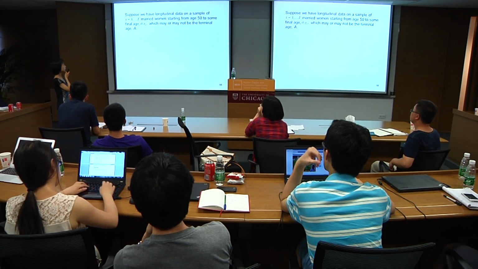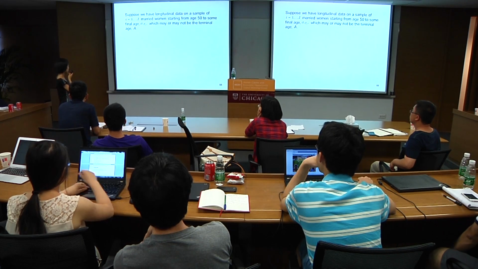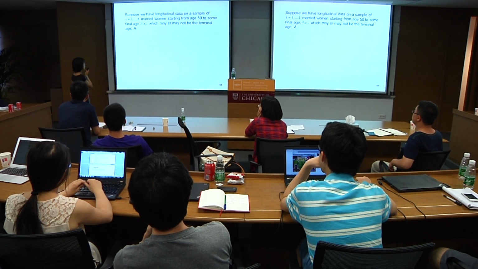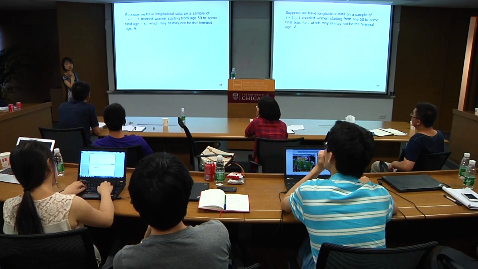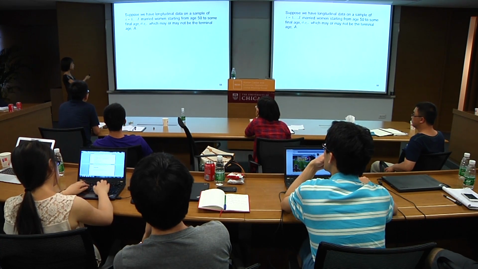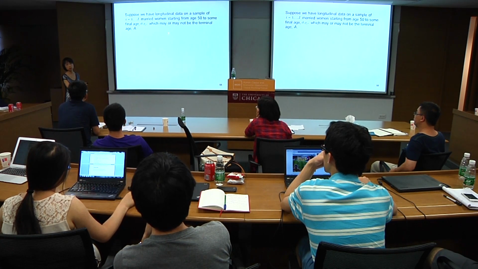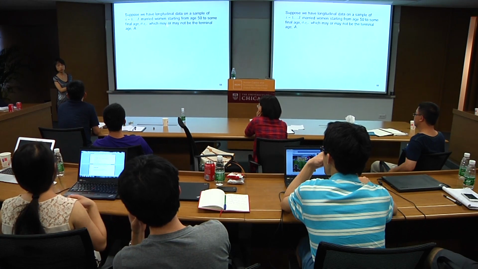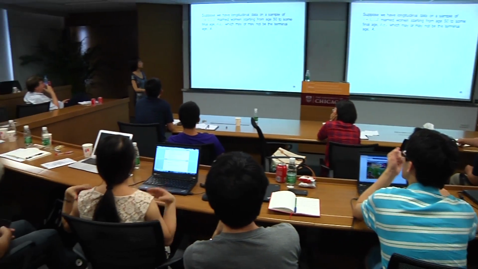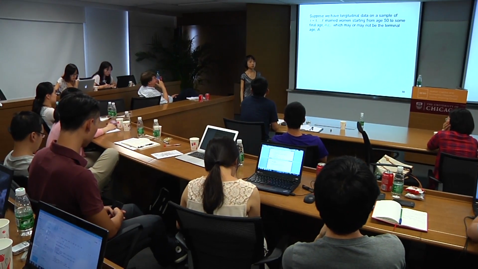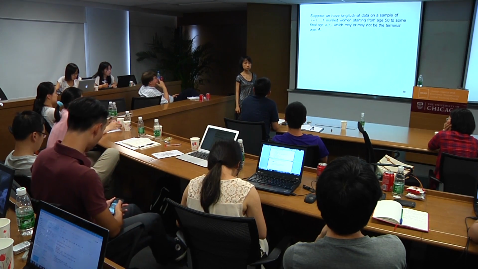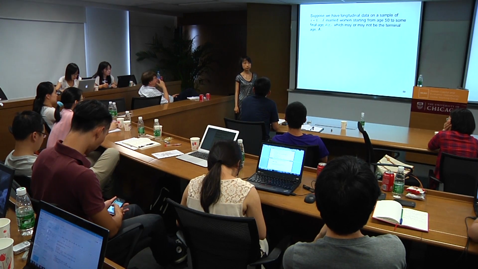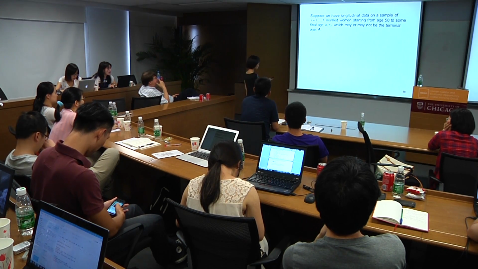Suppose we have longitudinal data on a sample of women, starting from age 50 to some final age, which might not be the terminal age A. For example, let's put the terminal age A at 65. That's the time when you don't make any decision anymore. You're retired. But for some women, you might only observe up to age 60 or 58. You can still estimate the model using their data. How do you do that?